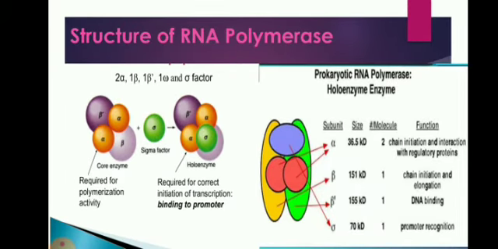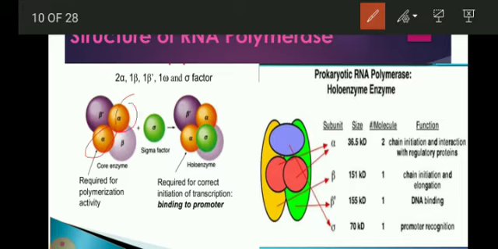If we see the structure of RNA polymerase, you can see there are several subunits, and it has four subunits: two alpha subunits, then one beta and one beta prime subunit. One more subunit is present that is called the sigma factor. The sigma factor is required when it is going to attach to the 5 prime end of the DNA. Without the sigma factor, it is called the core enzyme, which is required for polymerization activity. But with the sigma factor, it is said to be the holoenzyme and it is required for correct initiation of transcription.